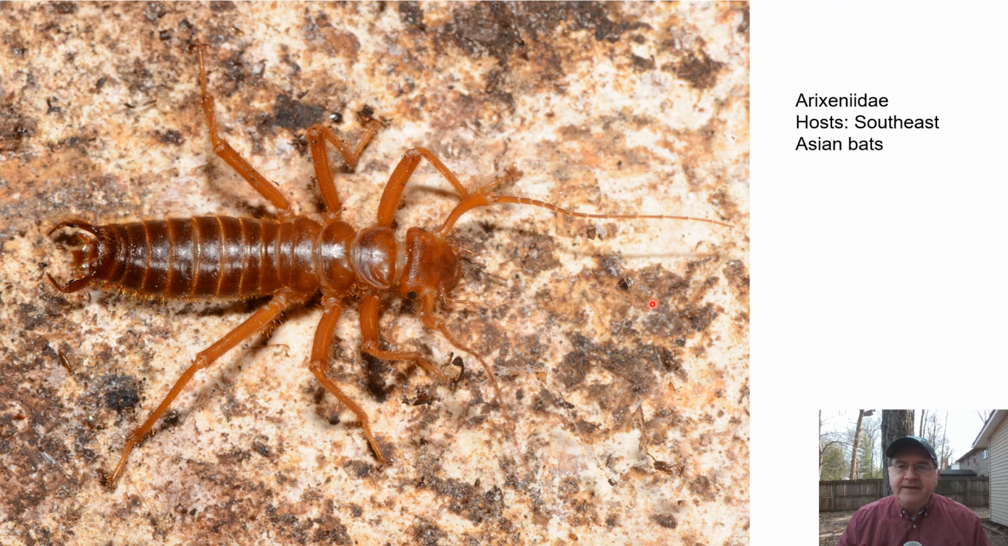The other one, this is the Arixeniidae, that is parasitic on bats in Southeast Asia. Again, well, maybe these might give you kind of a hint of pincher-like cerci back here on the back end, but again, they're entirely wingless, just looking like a very generalized insect here. So those are the two parasitic groups.